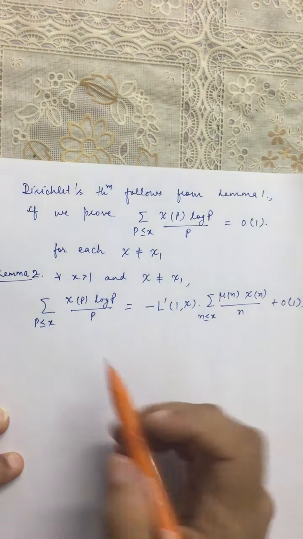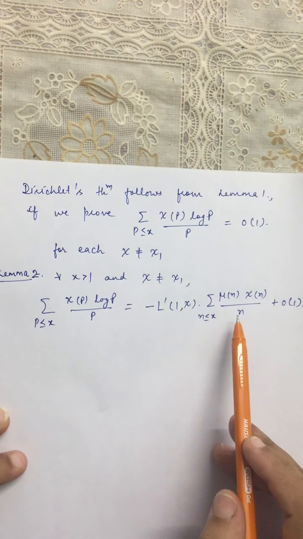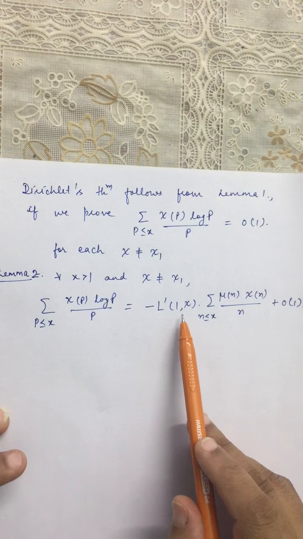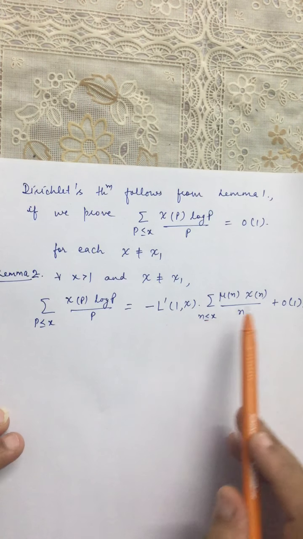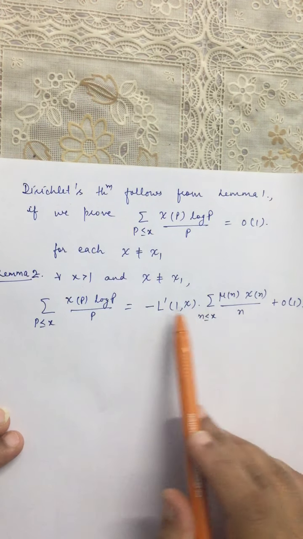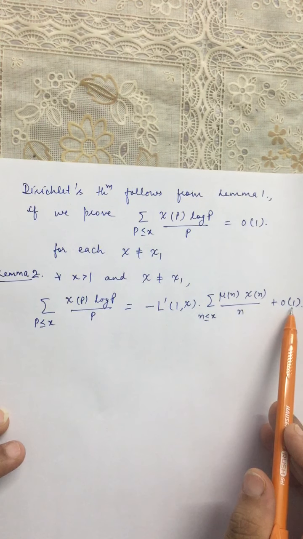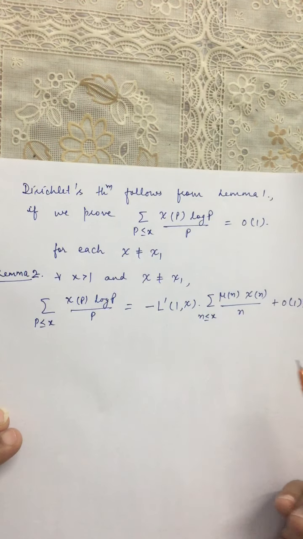So if we prove this sum is equal to order of 1, then because we know L dash 1 chi is a convergent series, and if this term becomes order of 1, then this whole term becomes just a constant, and a constant plus order of 1 can be written as order of 1.